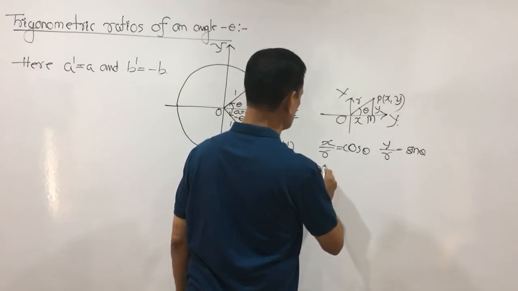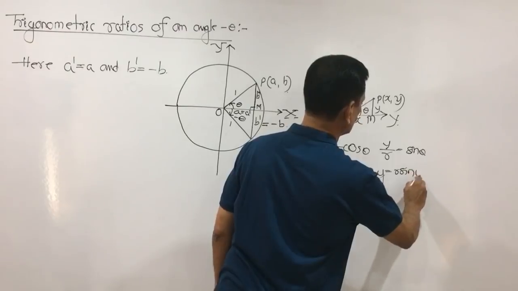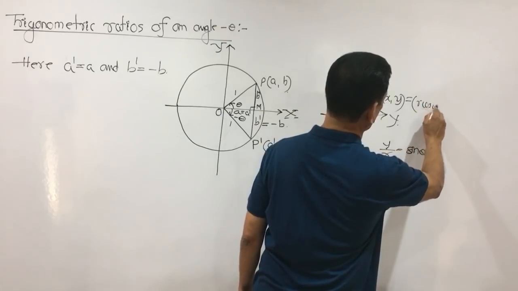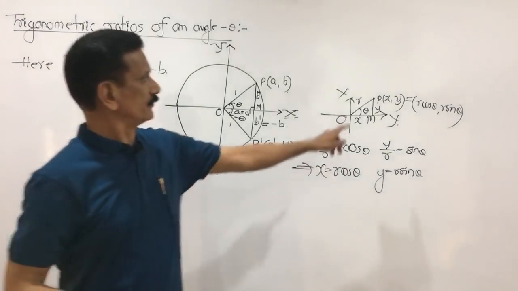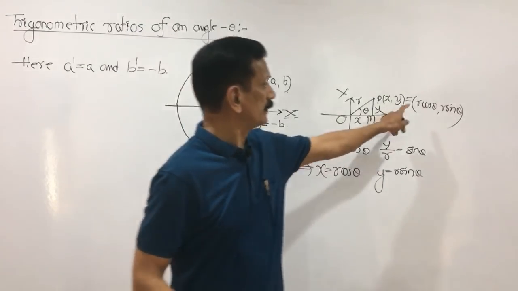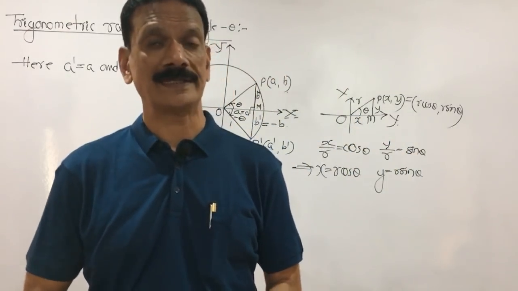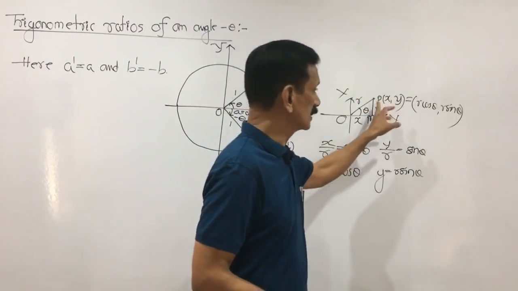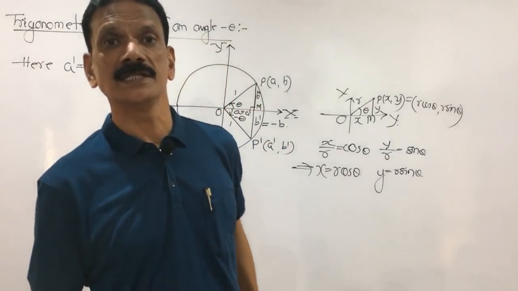Then this implies X is equal to R cos theta, and Y is equal to R sin theta. Already I told you. So the coordinates of this point are (R cos theta, R sin theta), and I already told you these are the polar coordinates of the point. (X, Y) are what we call Cartesian coordinates of the point, and (R cos theta, R sin theta) are called polar coordinates of the point, where theta is the angle made by the line OP with the X axis, and R is the distance of the point from the origin, which is given by root of x square plus y square, and it is always positive.